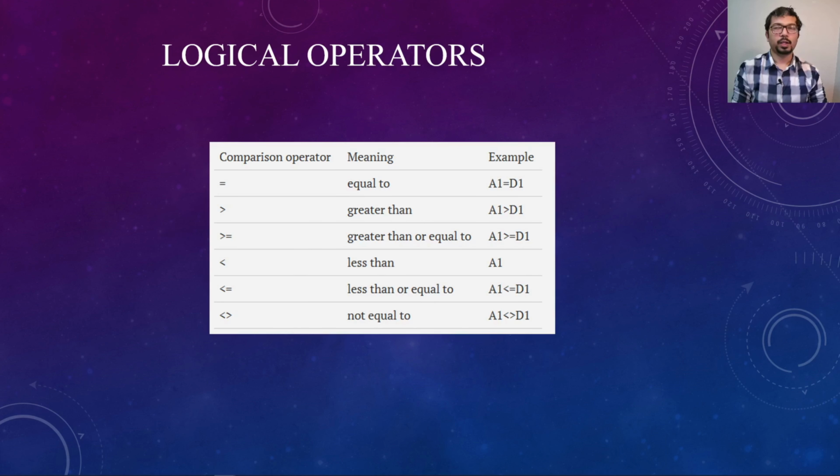So what are the logical operators in Excel? As you can see, I have listed a few things. These are the signs that say equal to, greater than or equal to, less than or equal to, not equal to. So we can use these operators to execute these logical meanings or logical conditions in our examples.